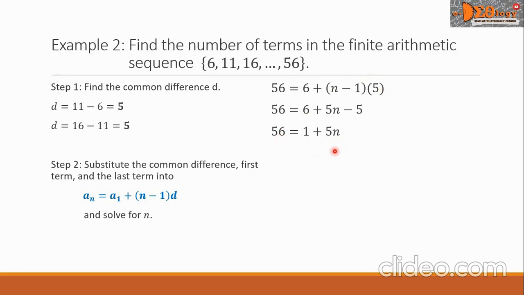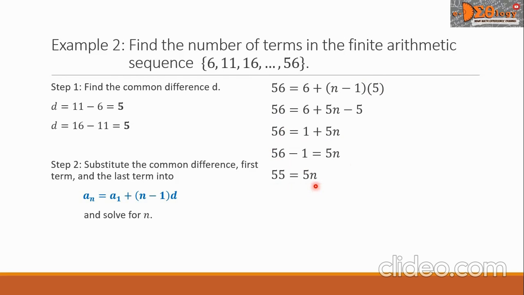Simplifying further, let us transpose number 1 to the left side. The sign must be changed. So we have now 56 minus 1 equals 5n. Simplifying this value, we get 55 equals 5n.